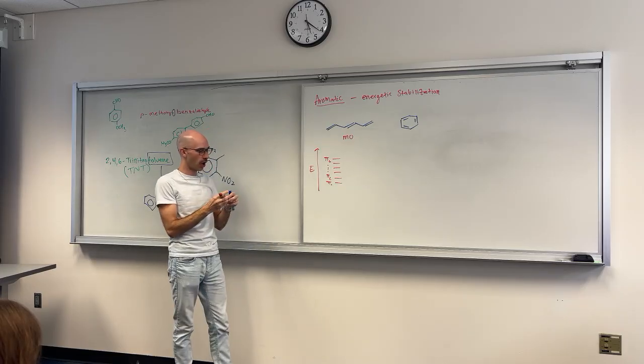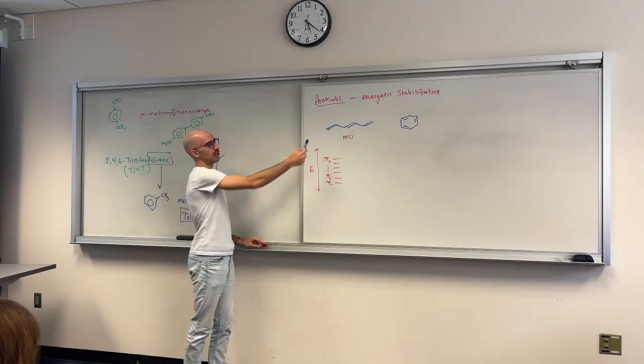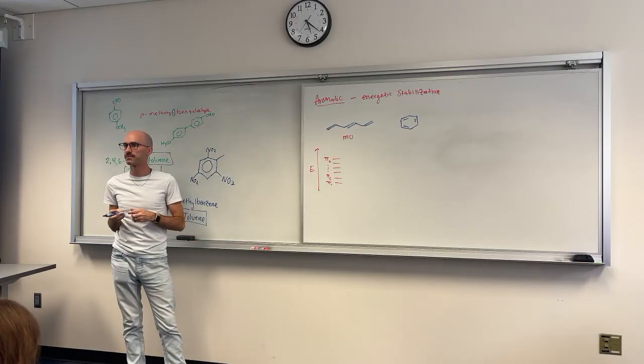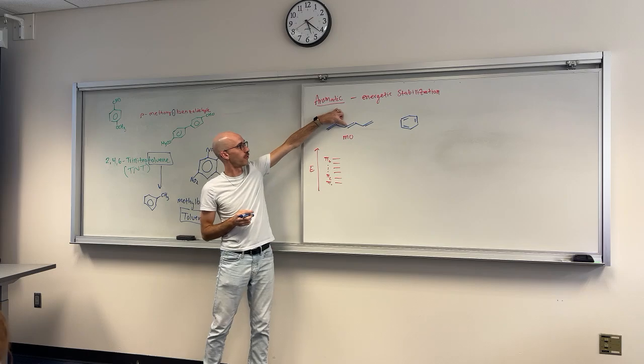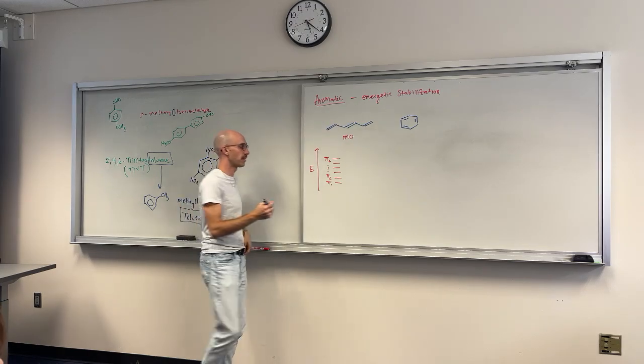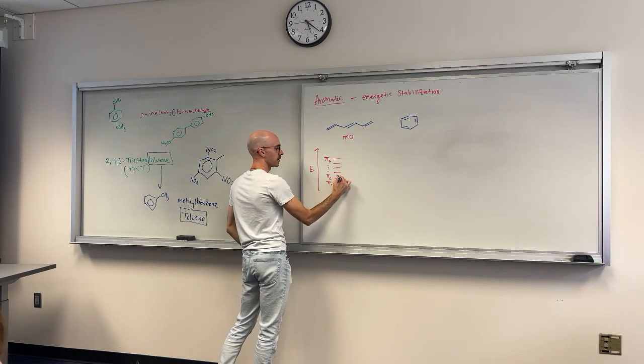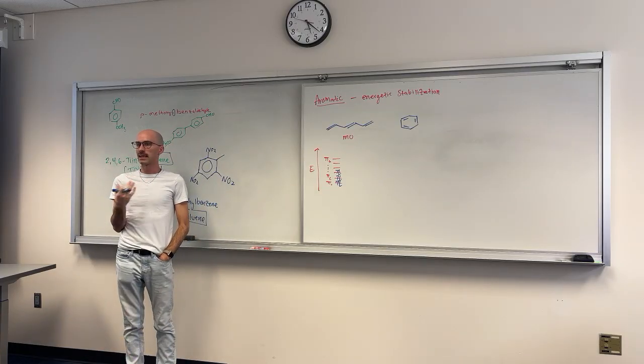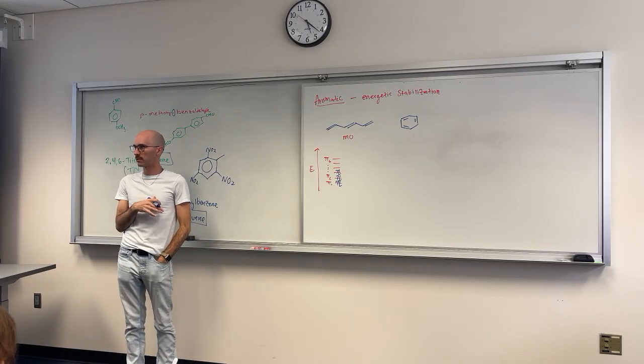And then, of course, we have the HOMO and LUMO. Can you tell me how many pi electrons are in this hexatriene system? 6. 2, 4, 6, according to the MO diagram. And so those would fill pi 1, pi 2, pi 3. Can you tell me what the HOMO is?